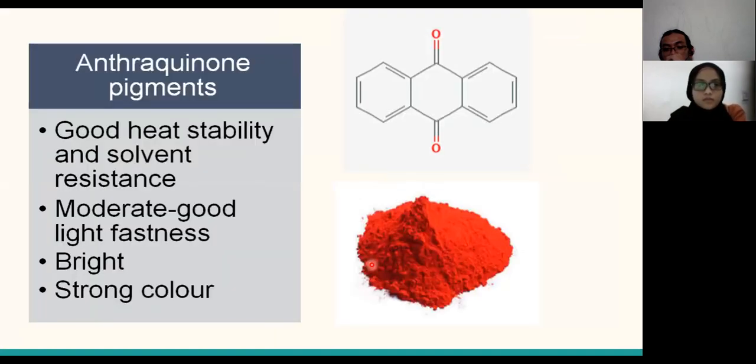Next. Okay, the next example is anthraquinone pigments. They have good stability and solvent resistance, moderately good light fastness, and a bright and strong color. The color of anthraquinone pigments is red, and this is the chemical structure for anthraquinone pigments.